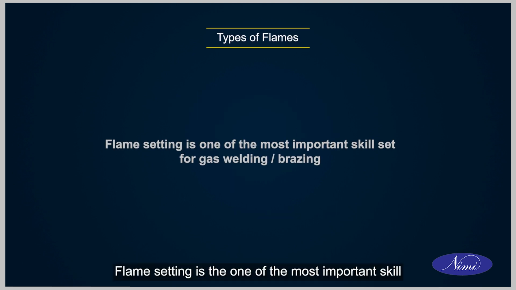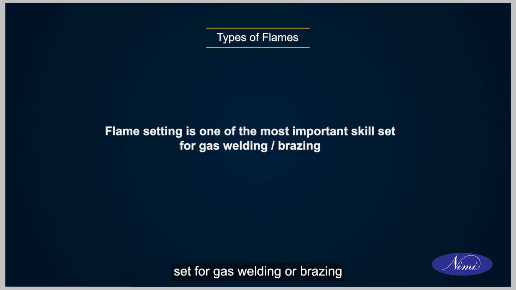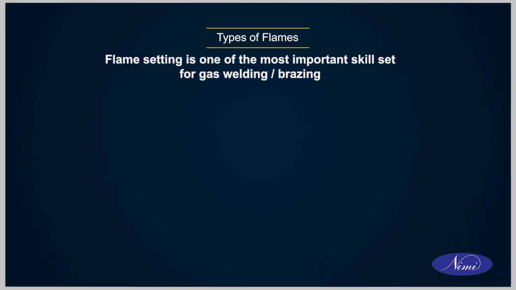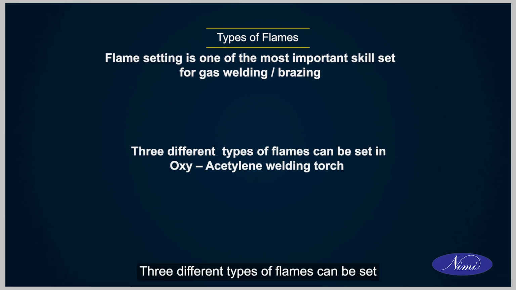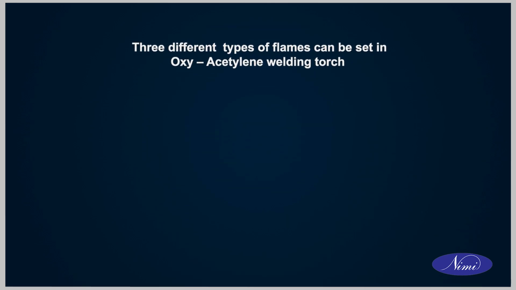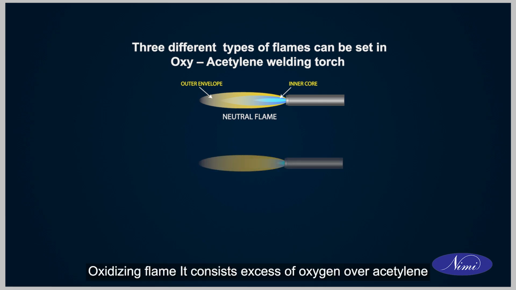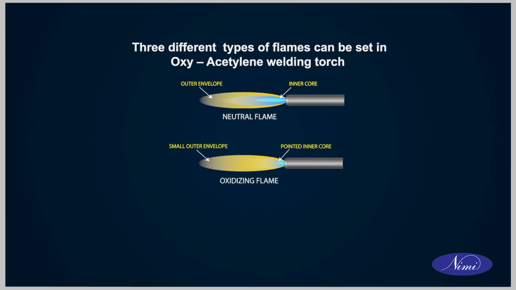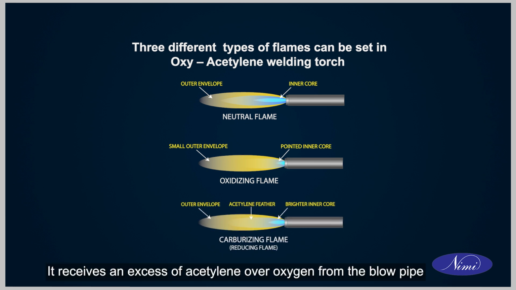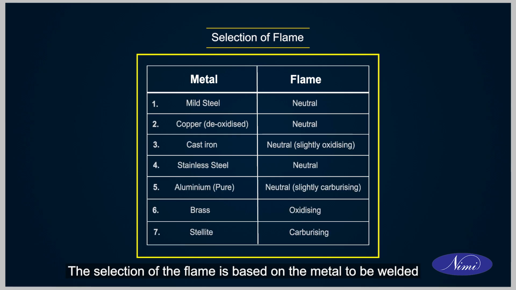Flame setting is one of the most important skill sets for gas welding or brazing. Three different types of flames can be set in an oxyacetylene welding torch. Neutral flame: oxygen and acetylene are mixed in equal proportions in the blowpipe. Oxidizing flame: it consists of excess oxygen over acetylene as the gases come out of the nozzle. Carburizing flame: it receives an excess of acetylene over oxygen from the blowpipe. The selection of the flame is based on the metal to be welded.